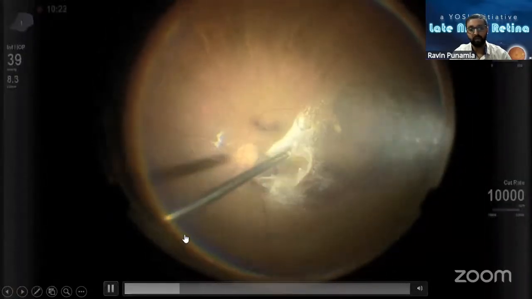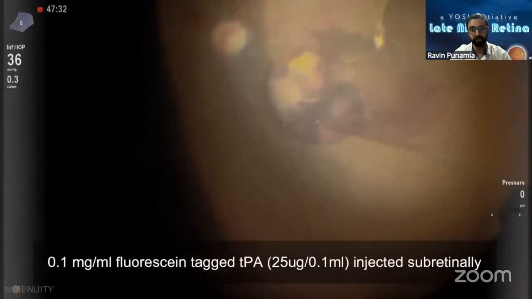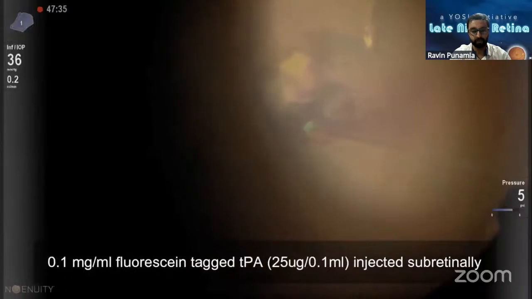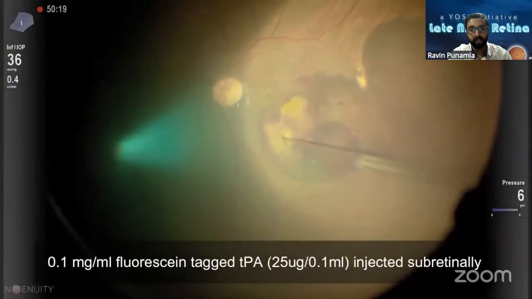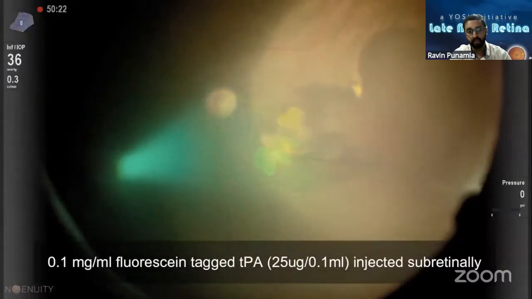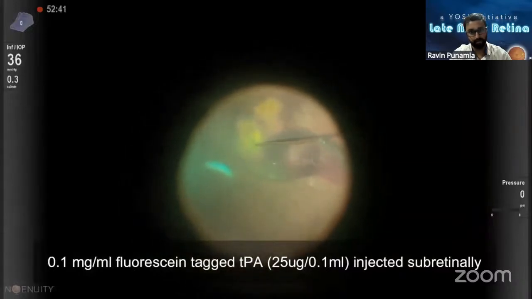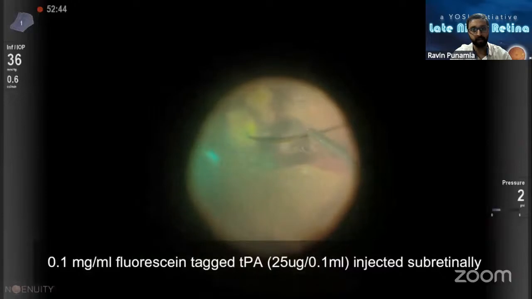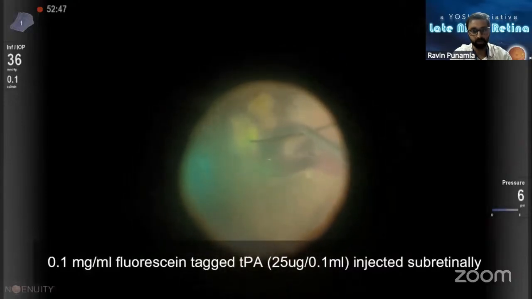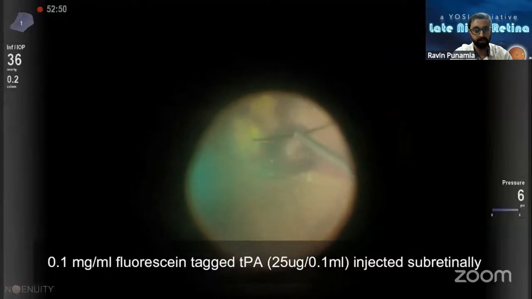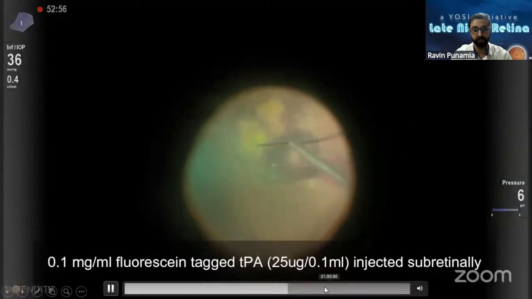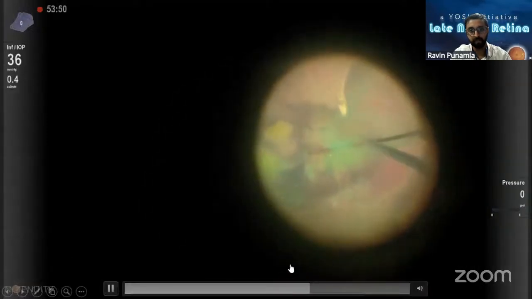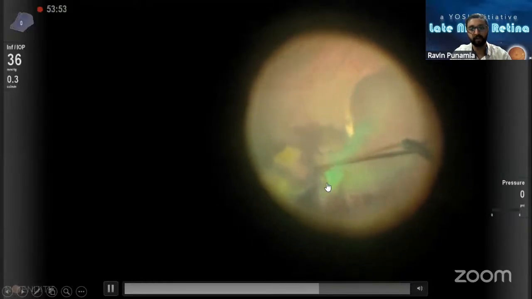With a 41 gauge cannula assisted automated viscous fluid injector, subretinal TPA with fluorescein tag was used. The fluorescein helped us to visualize the site of the injection. It helped us to know the correct plane we were forming, that the injection was going in the right plane. It helped us to see the area of diffusion, and it also pointed out to us the sites of leakage from where it was refluxing back into the vitreous cavity. As is visible here from the previous site, it's leaking back.